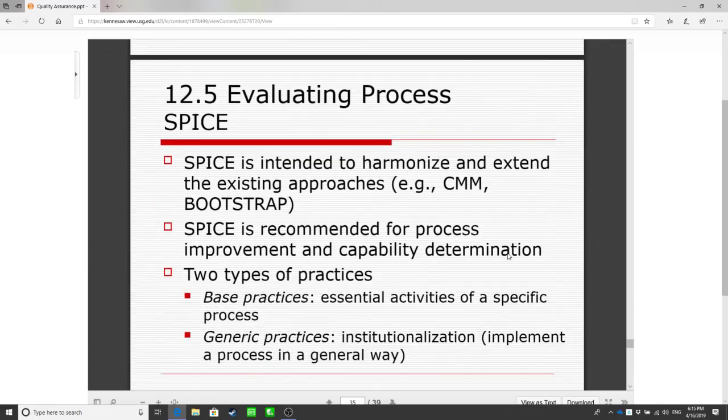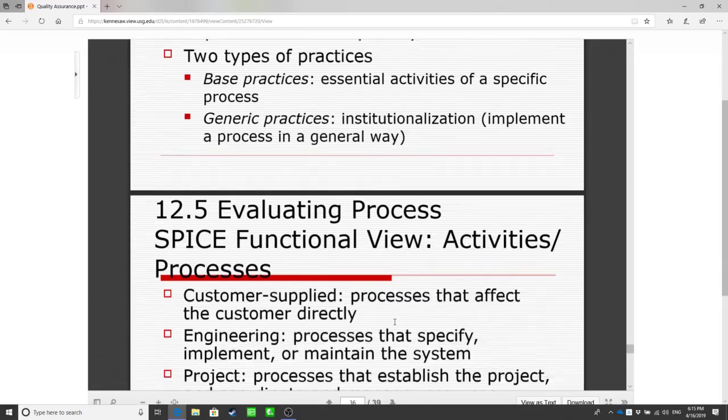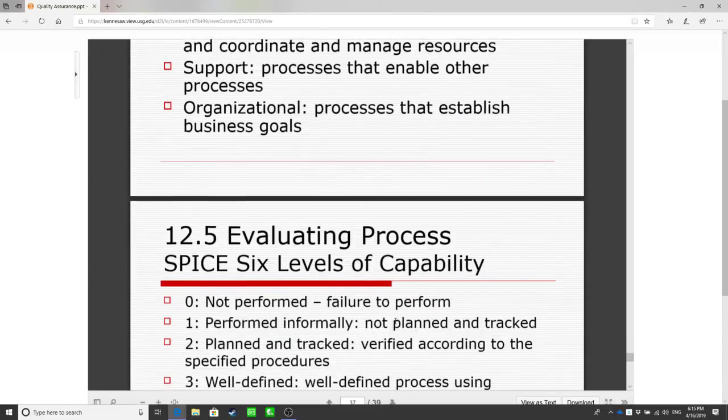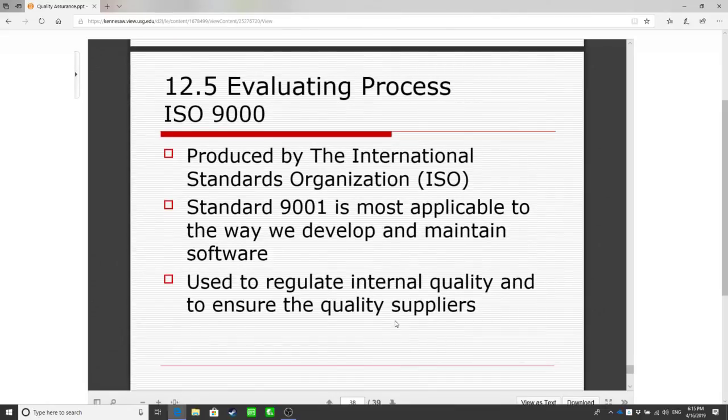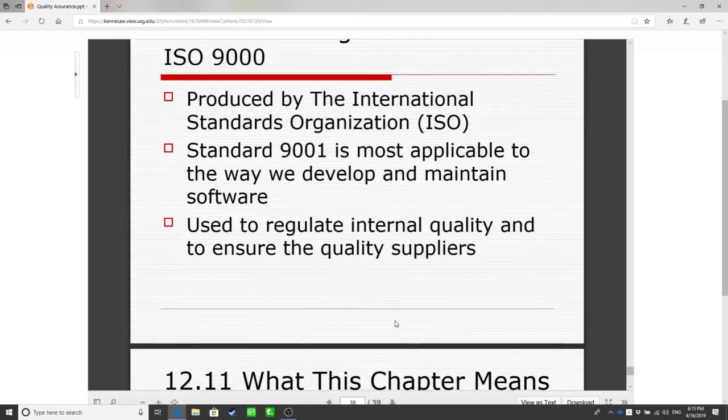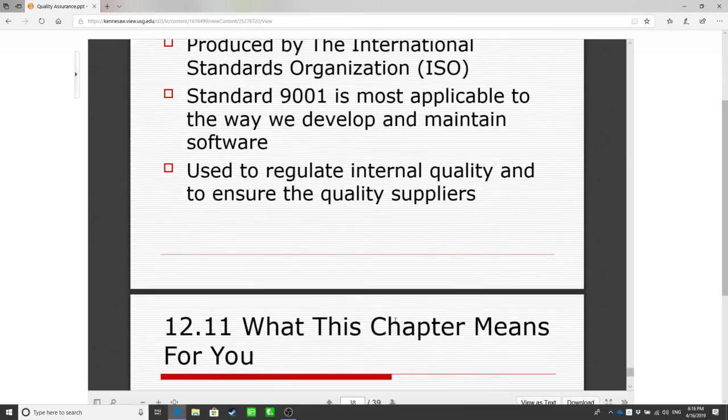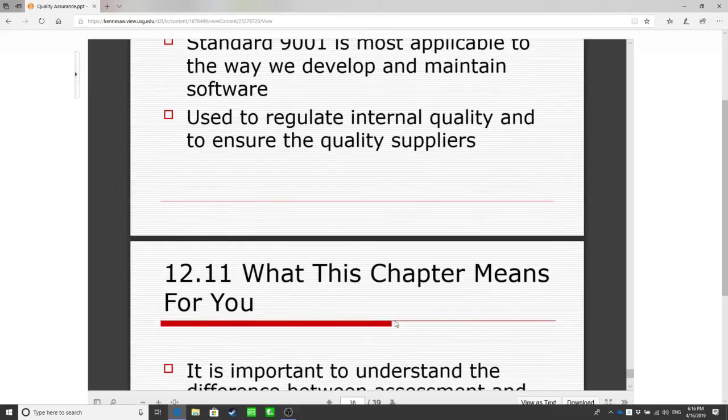We also have some other evaluations of the process. One is called SPICE, which was intended to extend approaches like CMM. You can go back and read about this; I'm not going to go through every detail. And we also have ISO 9000, published by the ISO, the International Organization for Standardization, to help us evaluate the process and maintain the quality.